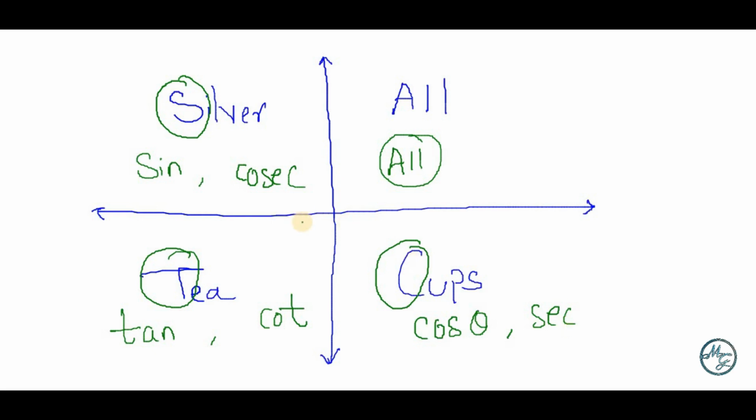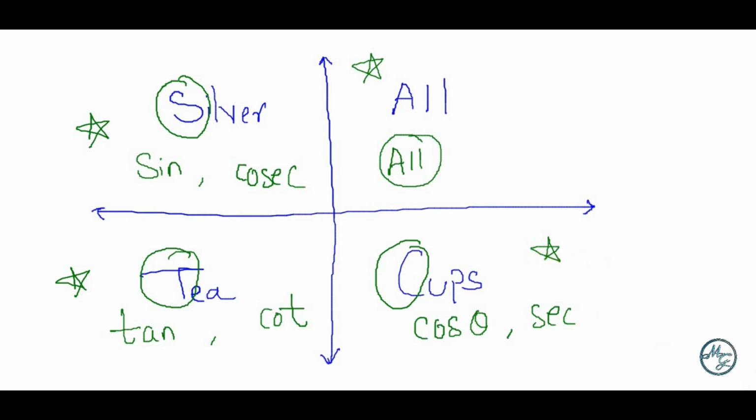So let's just revise. All silver tea cups. So in the first quadrant, all the functions are positive. In the second quadrant, sine and cosec are positive. In the third, tan and cot are positive. In the fourth, cos and sec are positive.